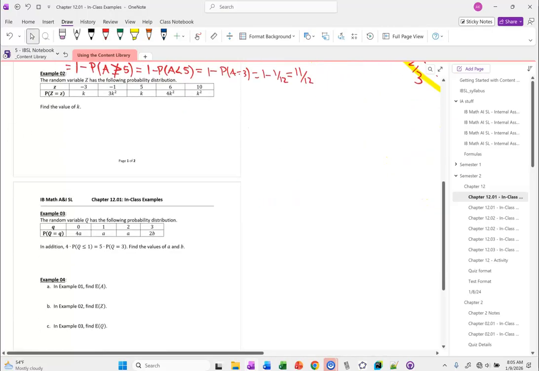All right. Example 2: the random variable Z has the following probability distribution. Find the value of k. Who wants to take this one? Yeah, get it. I have a feeling you'll do better than I would. She's pretty good at school.